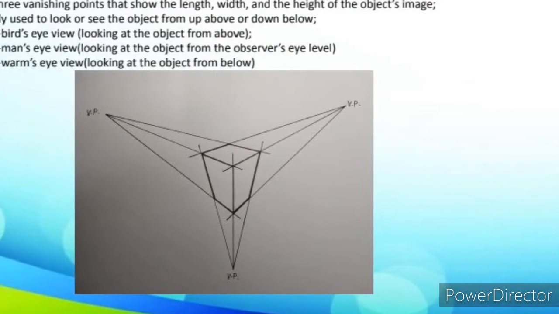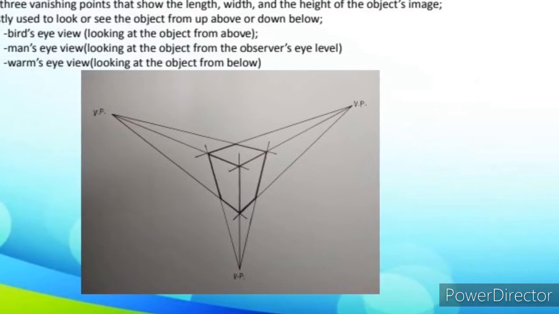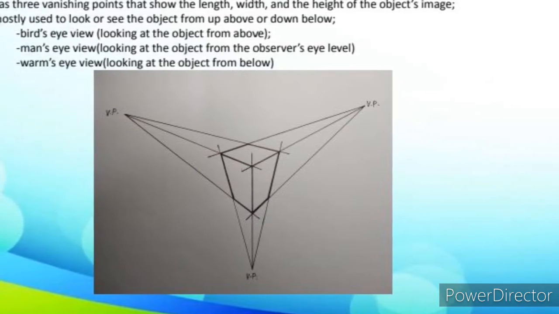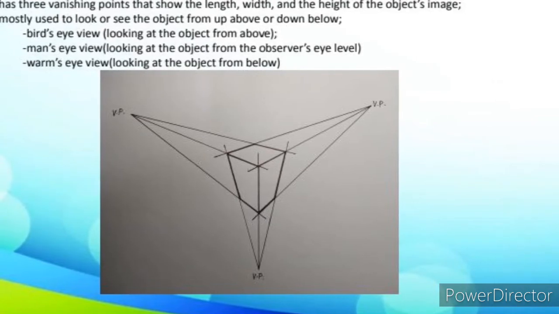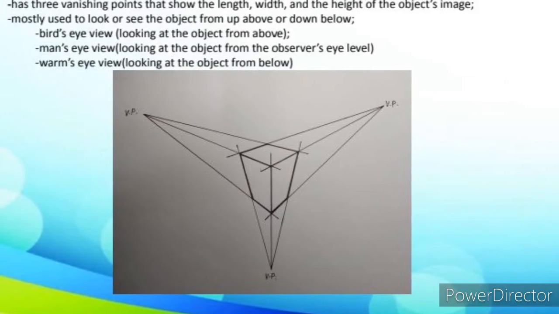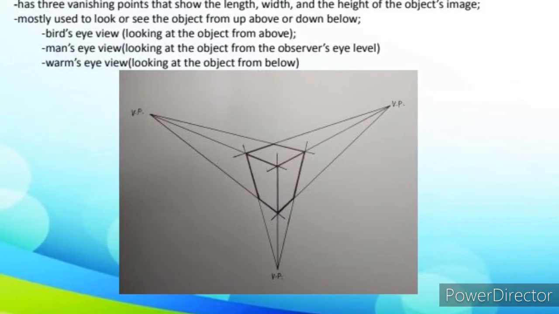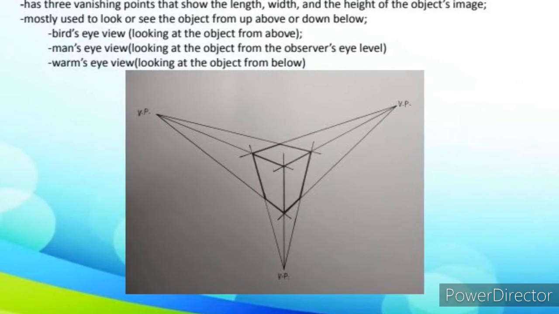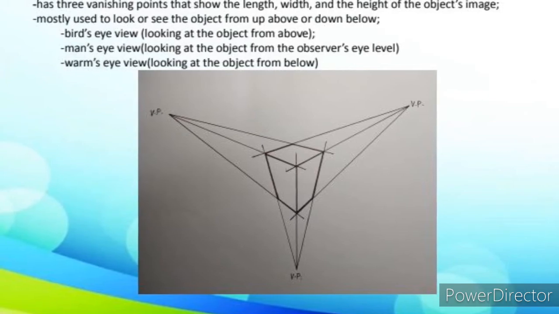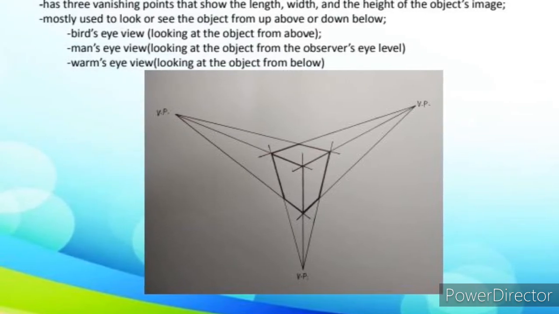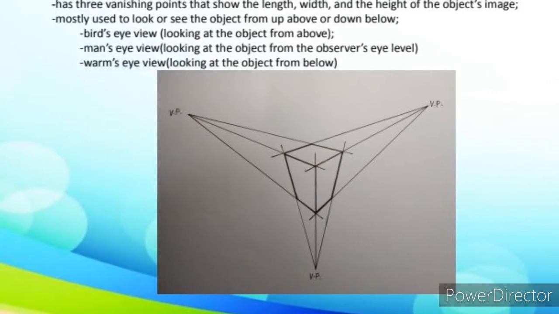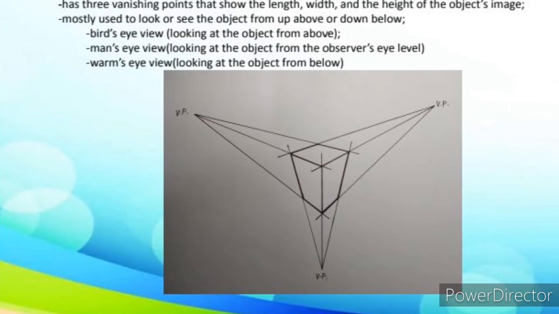Lastly, the three-point perspective has three vanishing points that show the length, width, and the height of the object's image, mostly used to see the object from up above or down below. First is the bird's eye view, looking at the object from above. Next is the man's eye view, looking at the object from the observer's eye level. And lastly is the worm's eye view, looking at an object from below.